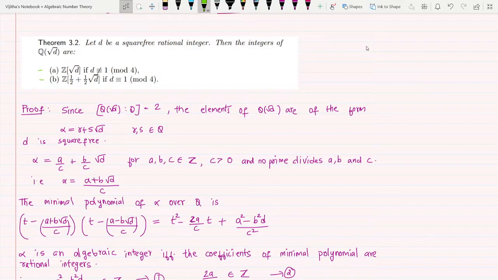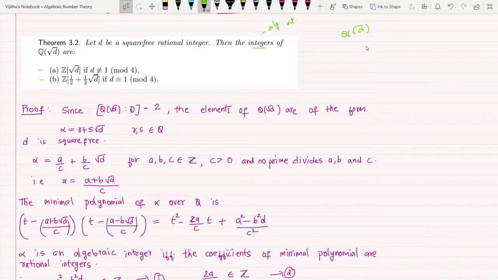Since it is a quadratic field, every quadratic field can be written in the form Q of root D, where D is square free. Square free means it is not divisible by the square of a prime number. Now the theorem says about the integers of Q of root D. Integers means algebraic integers.